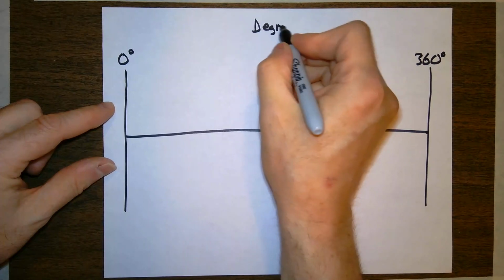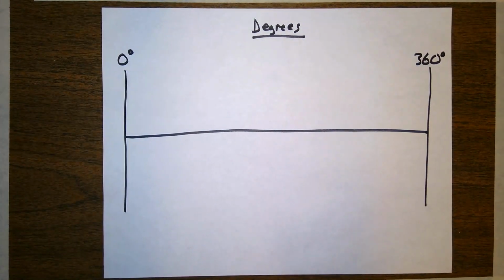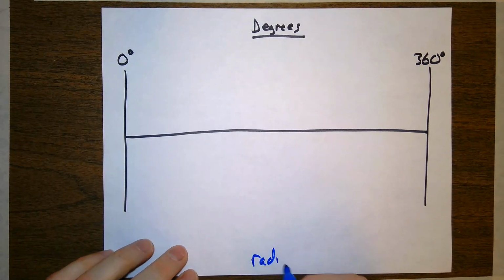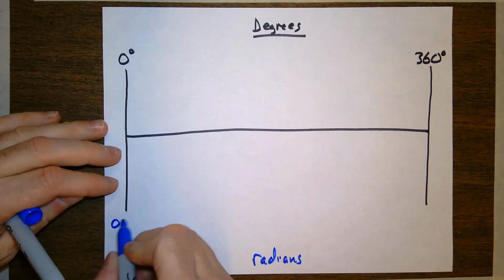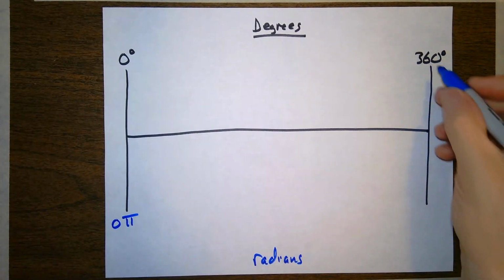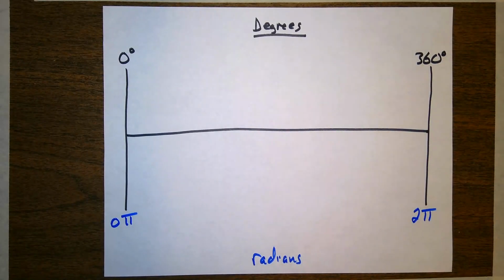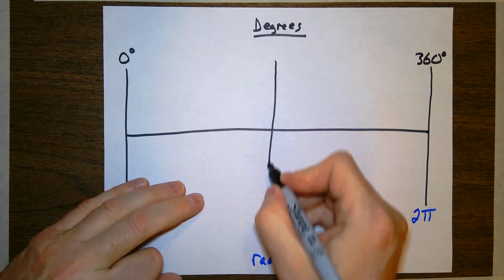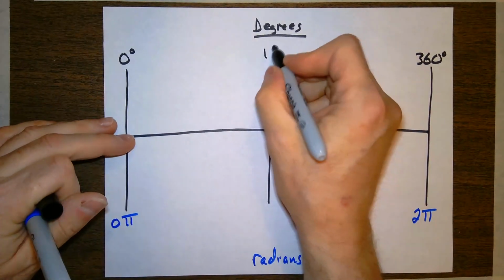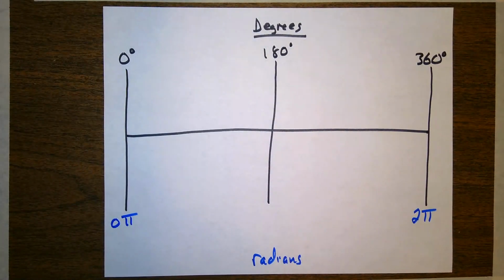All of my angles in degrees will be up here. The corresponding angle in radians will be down here. 0 degrees is 0 pi radians. 360 degrees, a whole circle, is 2 pi radians. Halfway in the middle, 180 degrees is pi radians.